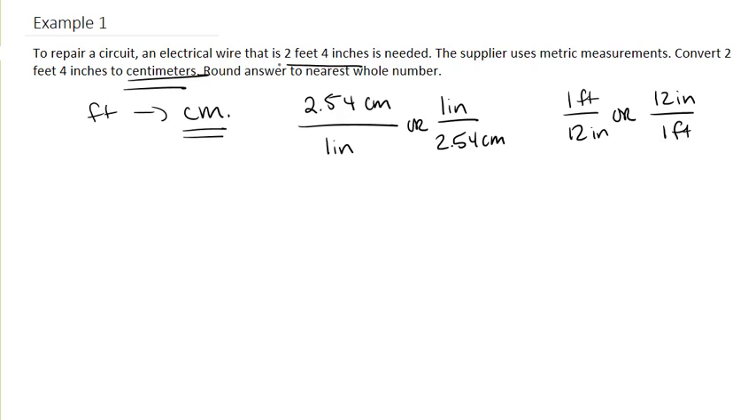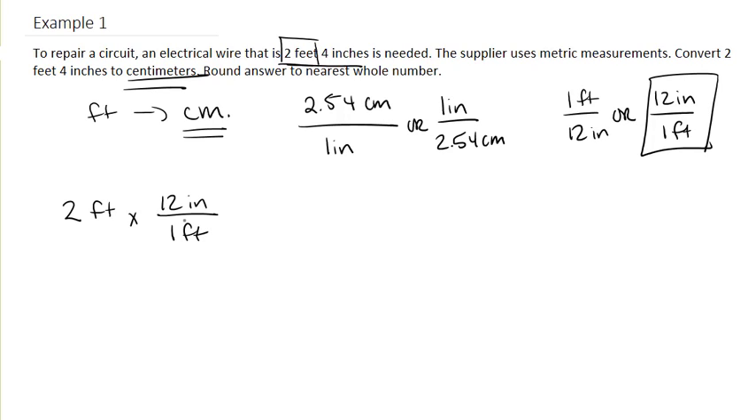So what we're going to first do is just take care of the 2 feet, and we'll add the inches later. So we have 2 feet, and then we need to get to centimeters. So the first thing to do is get to inches, because inches can get us to centimeters. So we need to get rid of feet. So we're going to use this conversion, as it has the foot on the bottom. So we have 12 inches over 1 foot, because this is just essentially saying we're multiplying it by 1, but it gets rid of our feet.